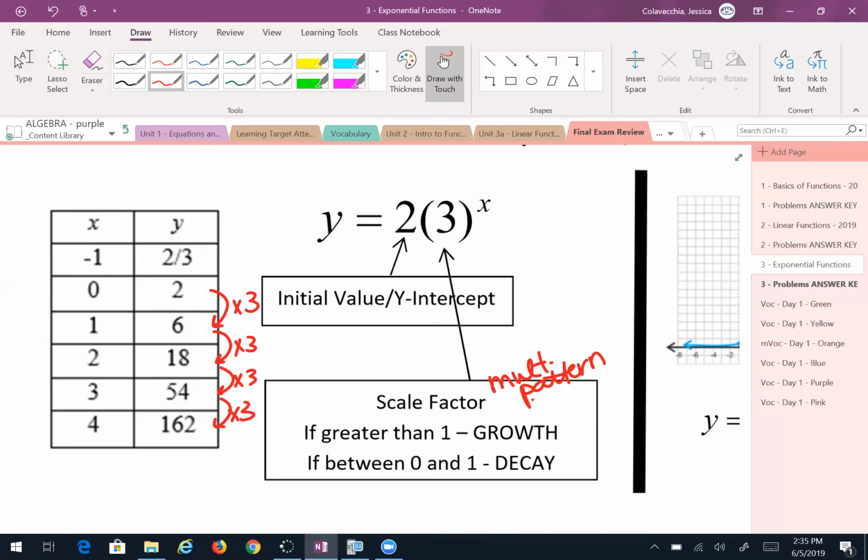If that number is greater than 1, that means our pattern is multiplication and we are increasing. It's growth. If our scale factor is between 0 and 1, so it's a fraction or a decimal less than 1, then it's going down, it's decay. Remember, if it's a division pattern, we don't ever see 2 and then a division sign 3. We know it's going down, or a division pattern, if it's a fraction or a decimal between 0 and 1.